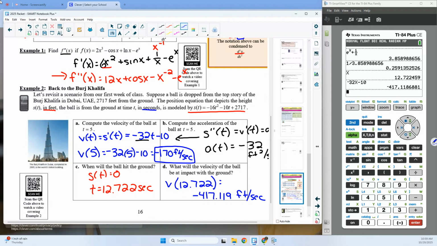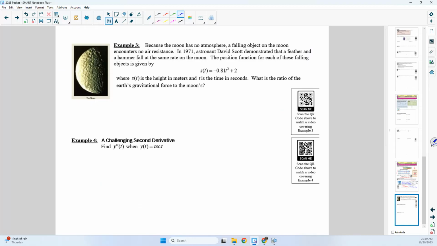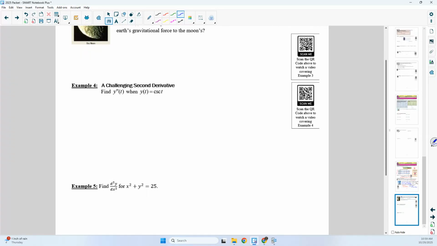So looking at the next page, we're just going to do some practice with some more second derivative problems in a couple of different contexts. We are going to skip example 3. I'm not worried about doing that one, and go down to example 4. We have a second derivative, and as I said, second derivatives aren't any new rules, but sometimes as we take derivatives, things get more complicated in terms of what we have to use. So let's see what happens on this one.